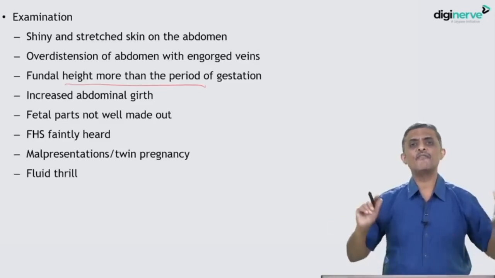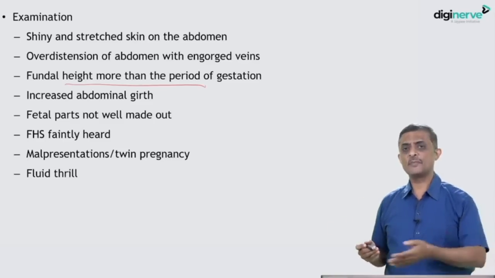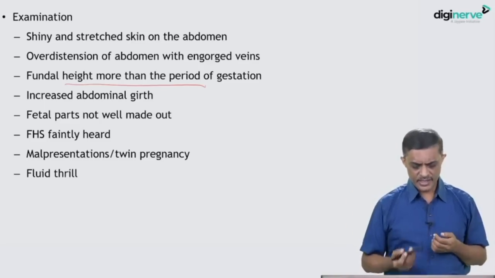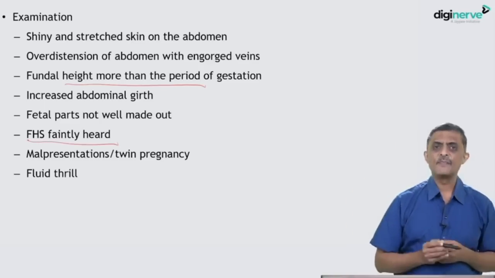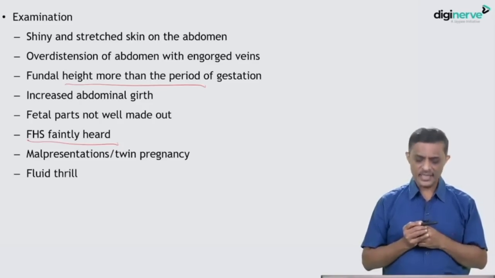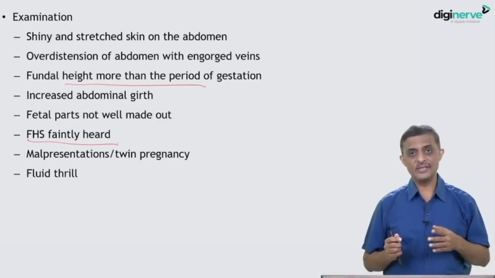Baby can be very comfortably lying in whatever position it wants. Now it will be breech. After some time you may find that it is transverse. After some time it could be vertex, right? So FHS is not as comfortably heard as in other cases, right? And you will be able to demonstrate fluid thrill.